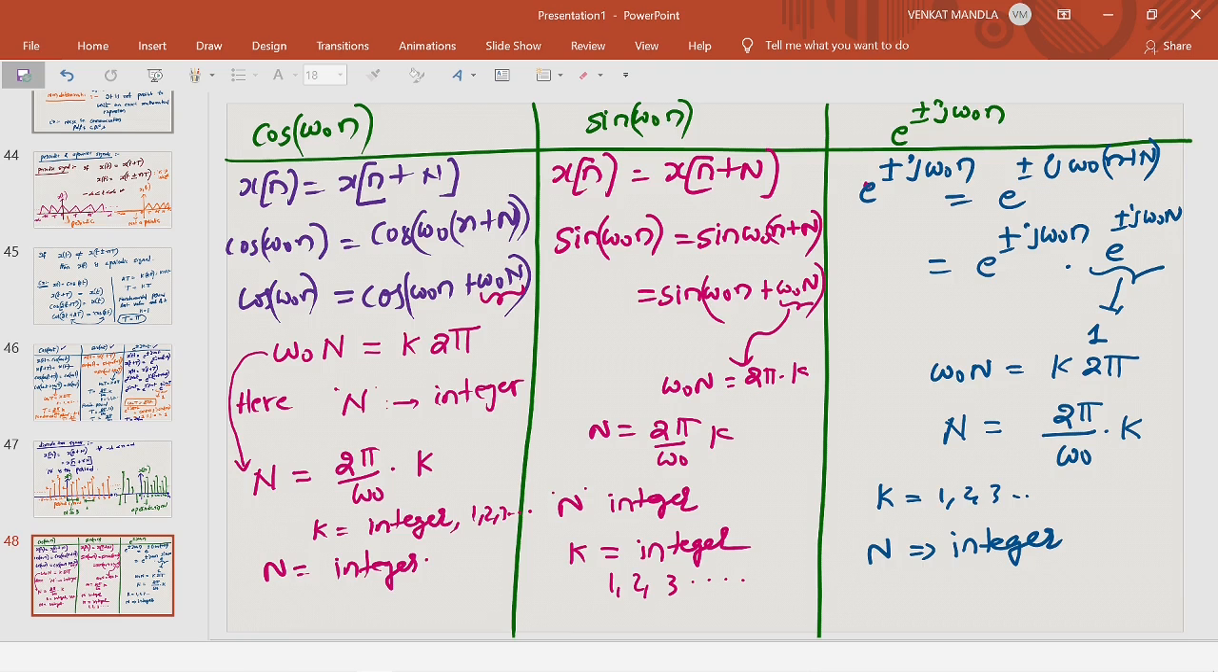So how to calculate n? N must be calculated from k values. K should be taken such that n must be an integer, and that too we need to find the fundamental period. So the smallest value of k at which n becomes an integer, the smallest integer that appears, that is the fundamental period. When I discuss the problems, it will get clear.